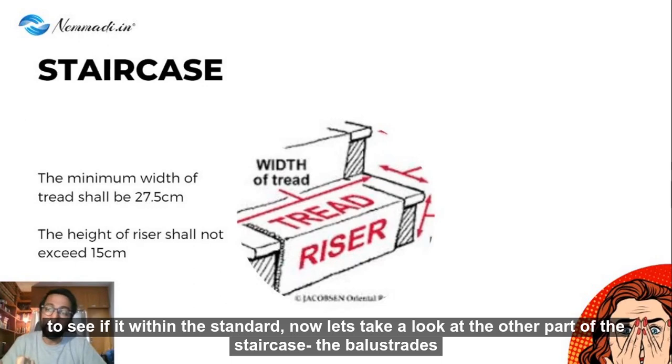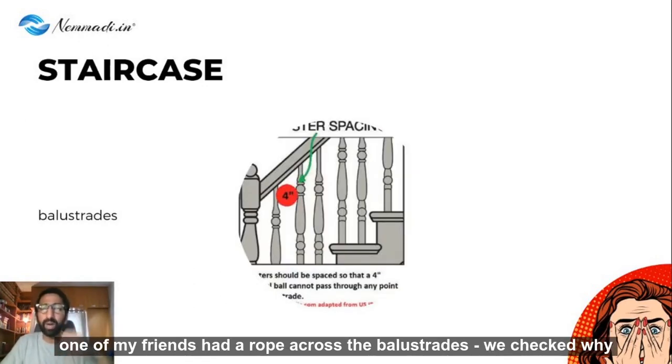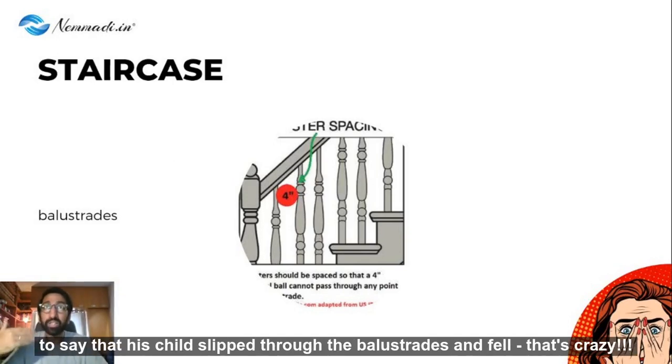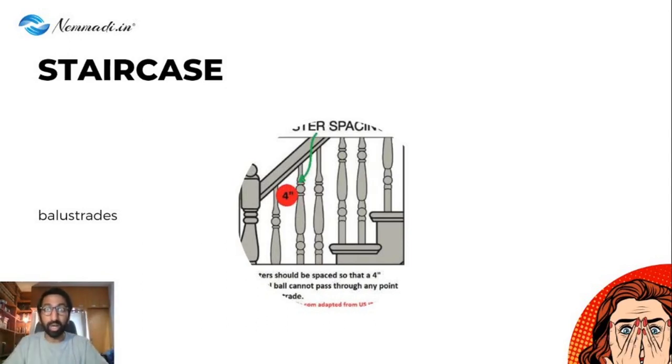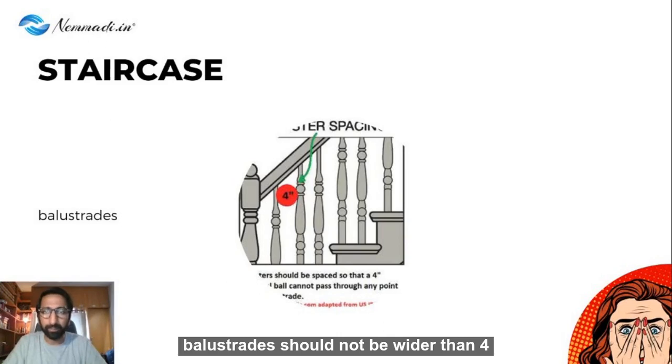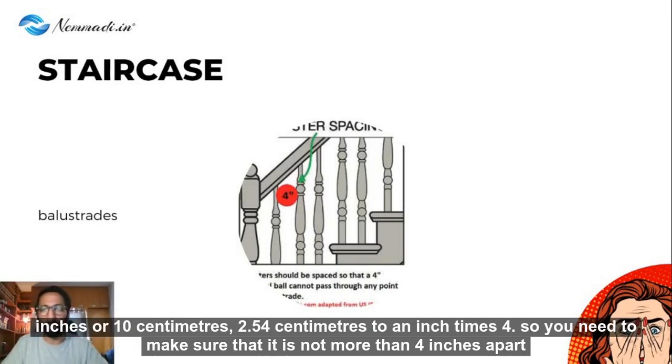Now let's take a look at the other part of the staircase, which are the balustrades. Now, I've had a situation where one of my friends had a rope running across the balustrades. Then we checked why. Now, he happened to say that his child slipped through the balustrades and fell. I mean, that's crazy. Think about it. Your child falls from the first floor on the ground. Luckily, nothing happened. His child fell on the sofa and the child is fine.